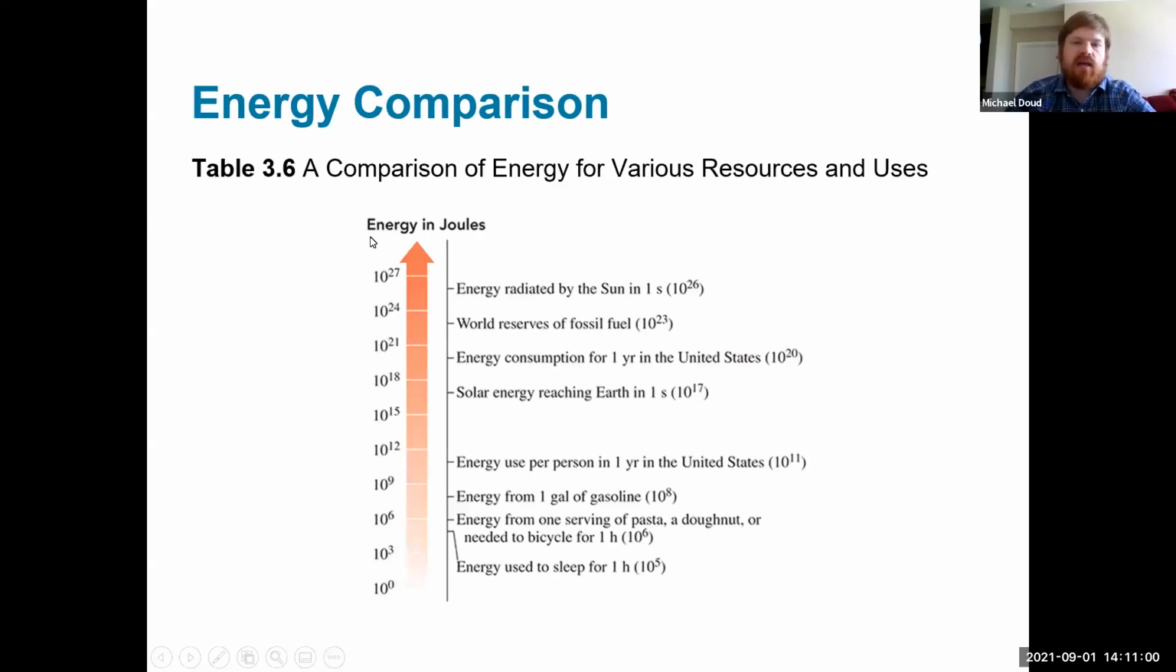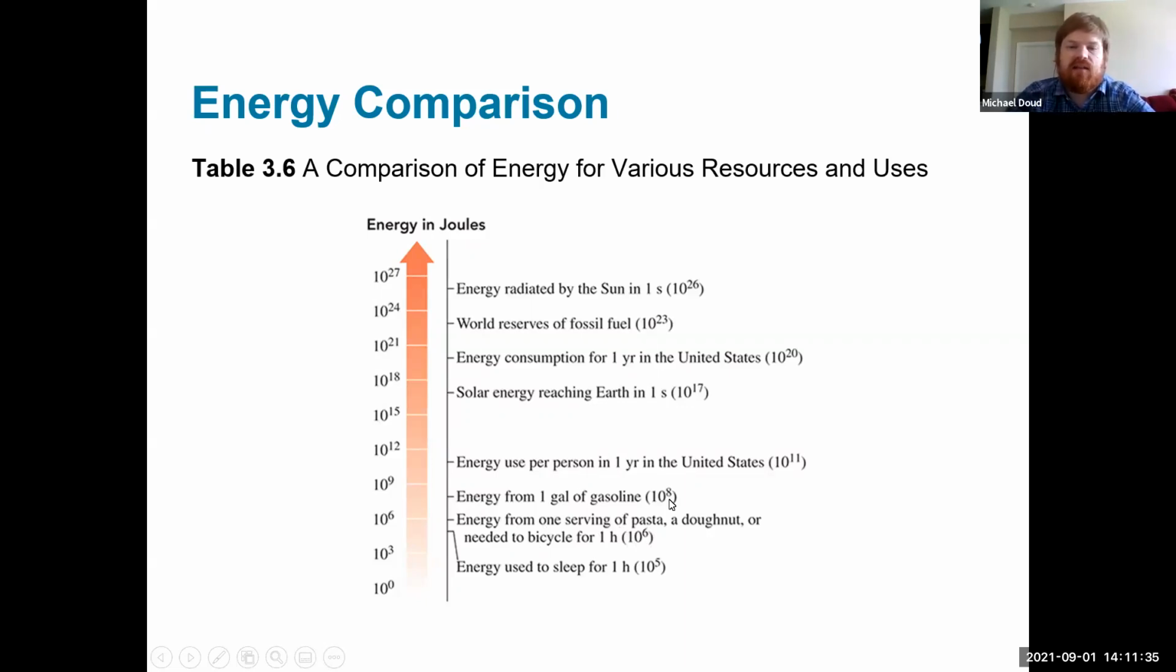Just to give you an idea of the amounts of energy, what does a joule mean in terms of things we use every day? When you sleep for an hour, your body uses about 10 to the 5th joules. The energy you would get from a serving of pasta, or if you bicycle for 1 hour, is about 10 times as much, 10 to the 6th.